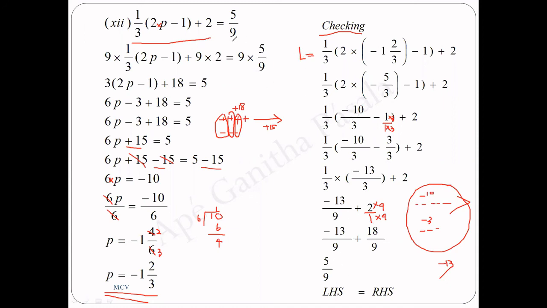What about the right hand side? Here the right hand side is also plus 5 over 9. The left hand side is also plus 5 over 9. Then LHS equals RHS. If LHS equals RHS, then your solution is correct. Okay.